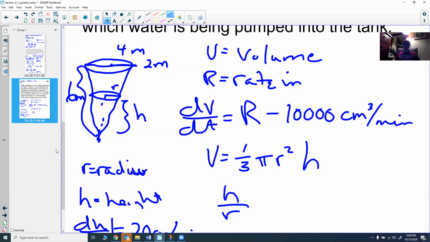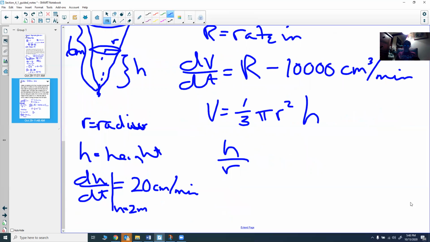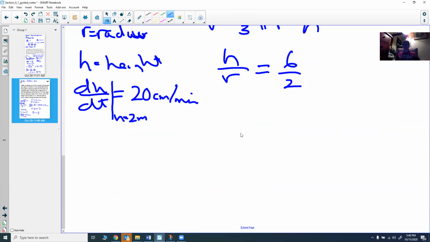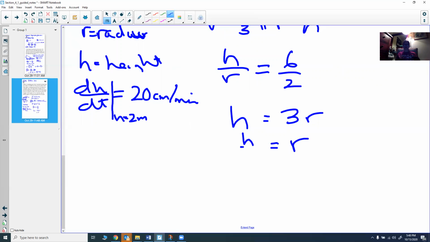So h over r is going to equal 6 over 2. We want to keep h because we have dh/dt, so we want to get rid of r and write r in terms of h. First, h is equal to 3r. Therefore, r is equal to h over 3. So now I have the volume is 1/3 pi times (h over 3) squared times h.